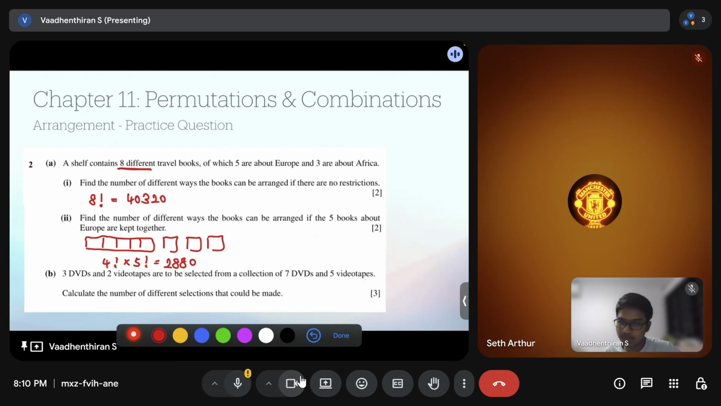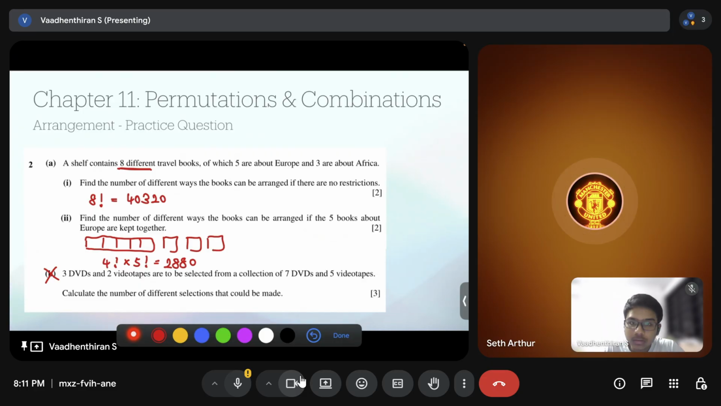I think you can leave part B because part B is in the combinations chapter. So after we are covering that, we will do a different question on that. So have you found the answers? Is it matching with mine? Yeah, I think so. Okay. Then I think you're confident with the arrangement concept.